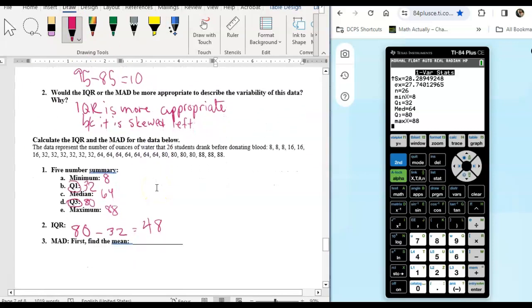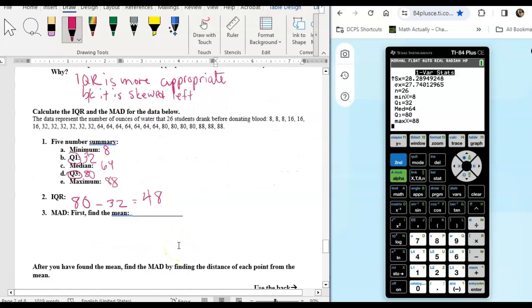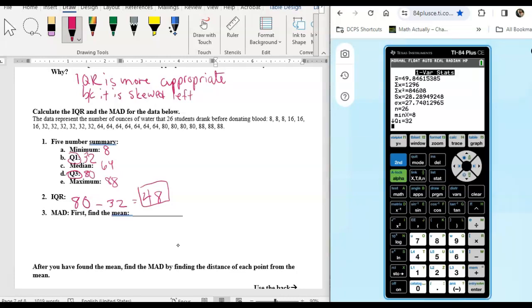Okay, and then it says MAD. So now we're going to calculate the MAD. The IQR for this data is 48. That's a really big middle range of data. Let's take a look then at our MAD. First we have to calculate the mean, which we have above here in our calculator.